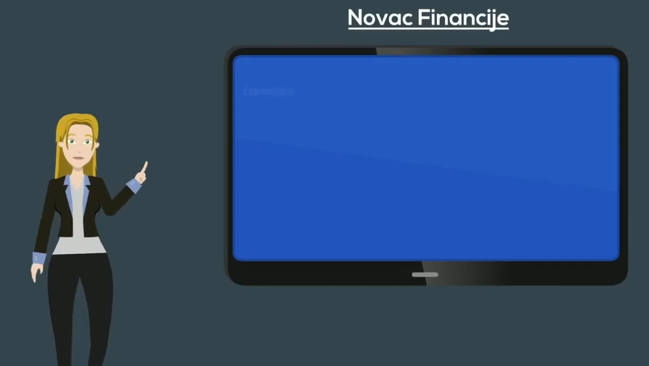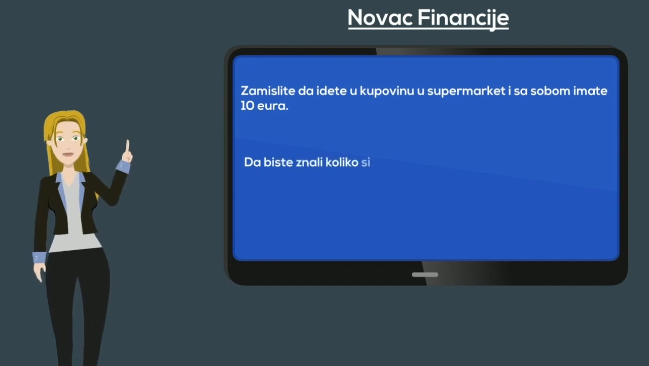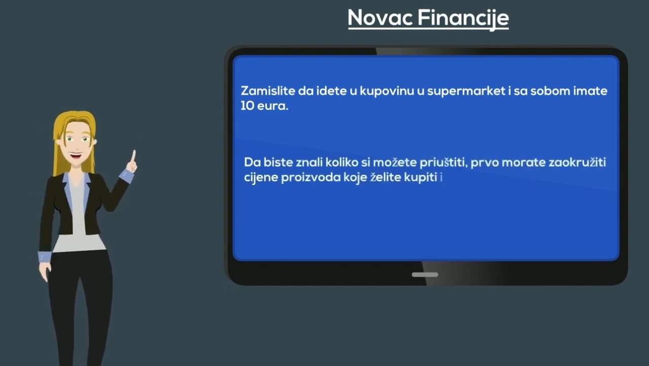Imagine you go shopping in a supermarket and you have €10 with you. In order to know what you can afford, you first have to round up or down the prices of the products you want to buy in your head and then estimate them.